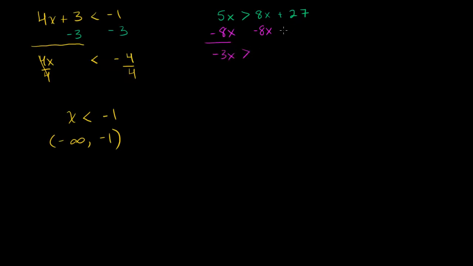We're just adding or subtracting the same quantity to both sides. These 8x's cancel out, and you're just left with a 27. So you have negative 3x is greater than 27. Now, to just turn this into an x, we want to divide both sides by negative 3. But remember, when you multiply or divide both sides of an inequality by a negative number, you swap the inequality. So if we divide both sides by negative 3, we have to swap this inequality. It will go from being a greater than sign to a less than sign.